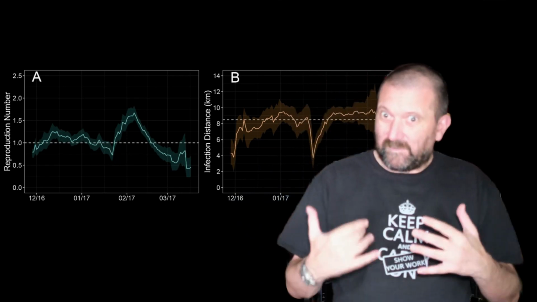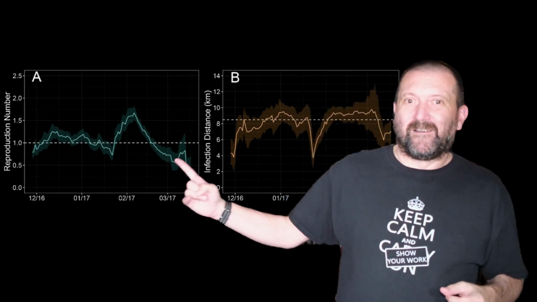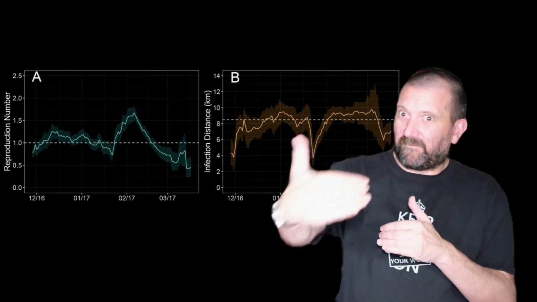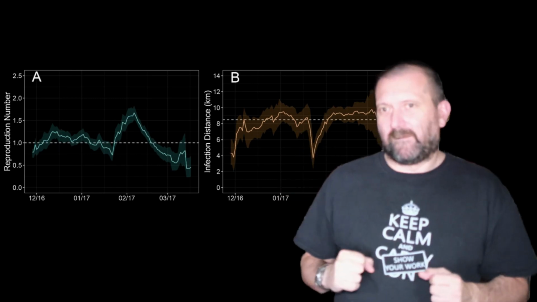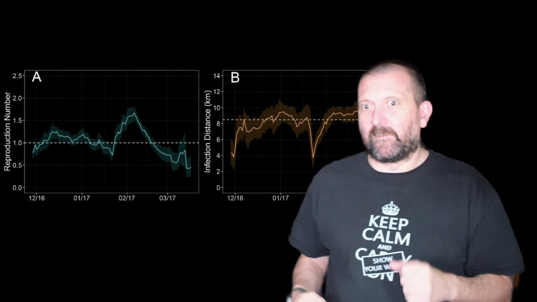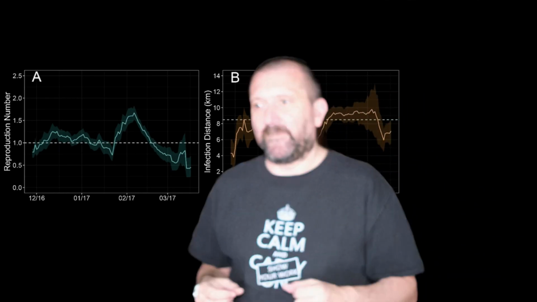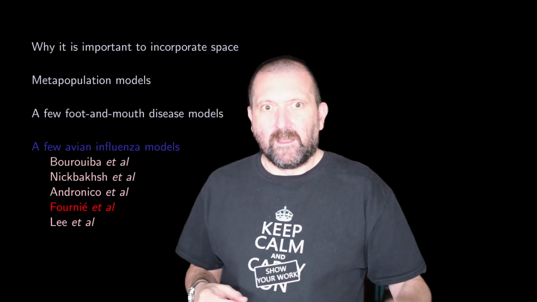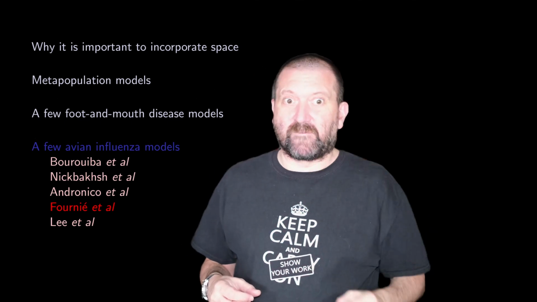Which in passing you can see that here it's not going away, but that can be because of space. And here this is how far away the infection went as a function of the farms that were infected at a given time. Okay, two last models that I want to look at.